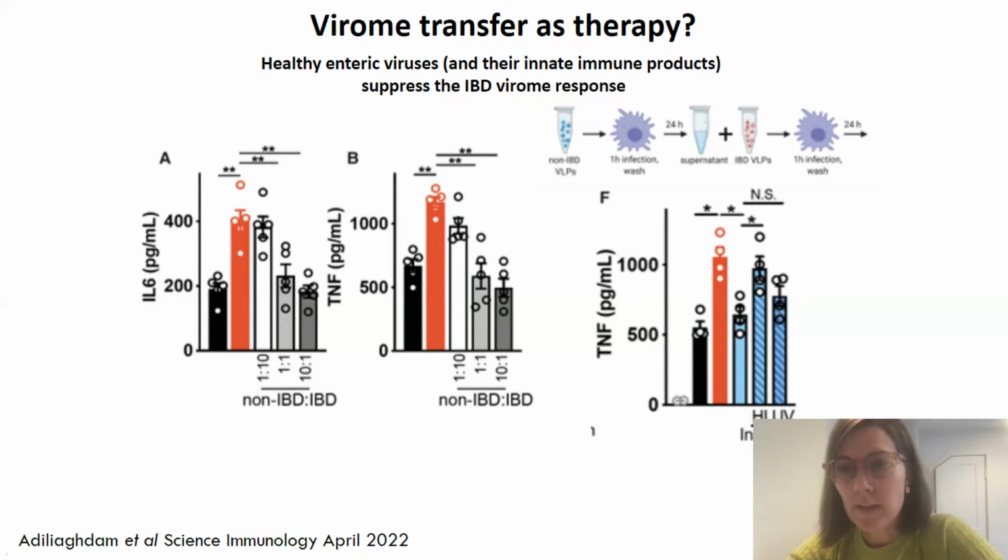If we heat inactivated that, that would get rid of soluble proteins. We lost that effect. But if we UV inactivate that, which would cross-link viruses, we could still see an effect. So it's very much suggesting that it's anti-inflammatory mediators in that supernatant, driven by the non-IBD virome, that could be protective. So this suggests to us that much like the microbiome, perhaps virome transfers could be considered for IBD therapy, where healthy viruses delivered could actually be suppressive of inflammatory responses.